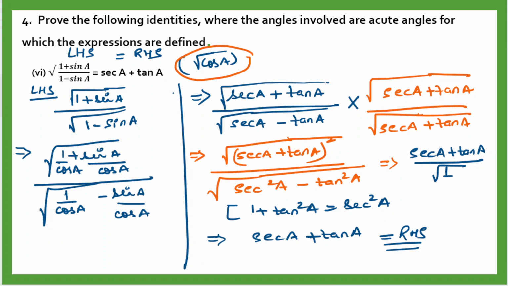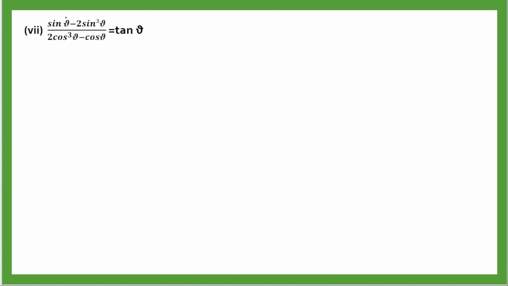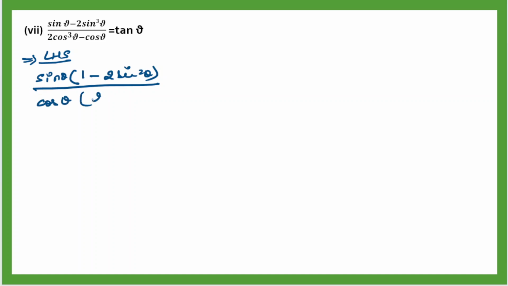Now, question number 4, that is the 7th part. In this, we have to prove that (sin theta minus 2 sin cube theta) divided by (2 cos cube theta minus cos theta) equals tan theta. So we will take the left hand side, and since we can take sin theta common from here, we can write sin theta in bracket (1 minus 2 sin square theta) divided by, from here we can take cos theta as common, so we will get (2 cos square theta minus 1).